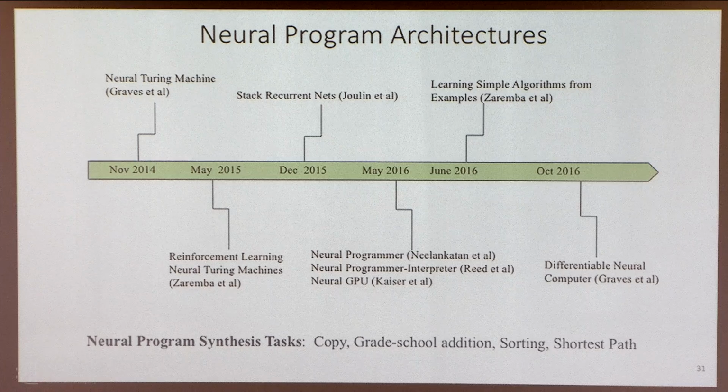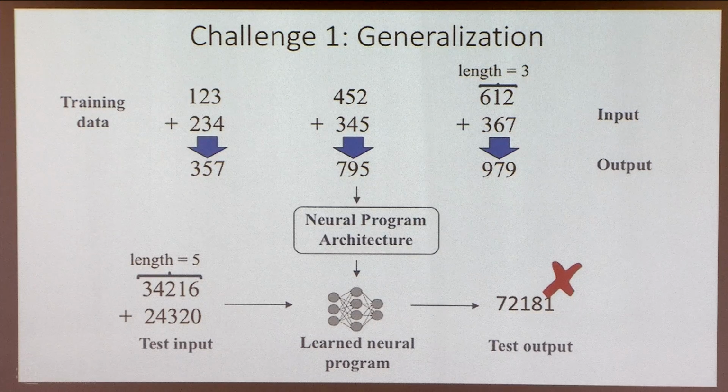There has been a long string of works in this space exploring different types of neural program architectures to solve these kinds of neural program synthesis tasks, including addition, sorting, and so on. However, all previous approaches suffer from two main challenges. The first one is generalization. Oftentimes, these neural programs do not generalize well.